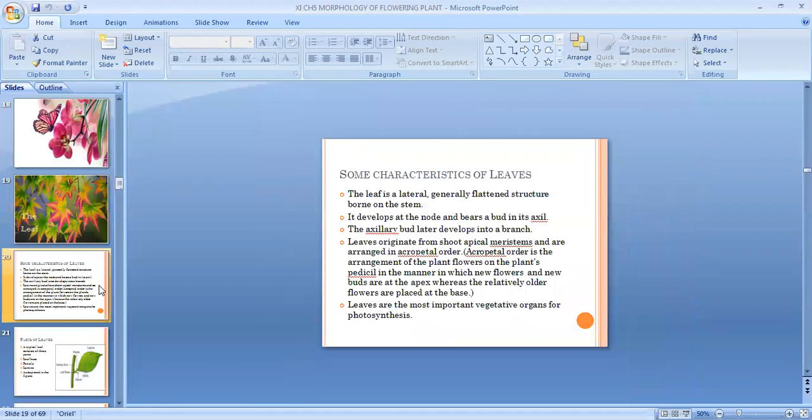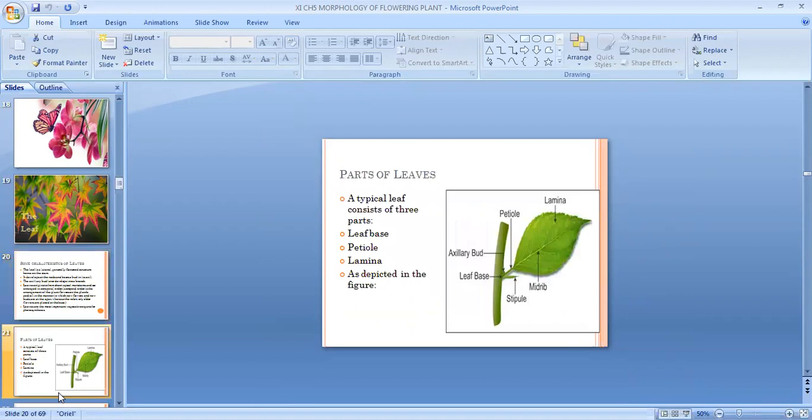Now, we all know, students, that leaf is a lateral flattened structure which is born on the stem. Leaves always develop at the node, and the leaf always bears a bud at its axil. You can see the structure. The place from where the leaf arises is the node, and there is always a bud in its axil. The point from where the leaf arises is known as the leaf base.